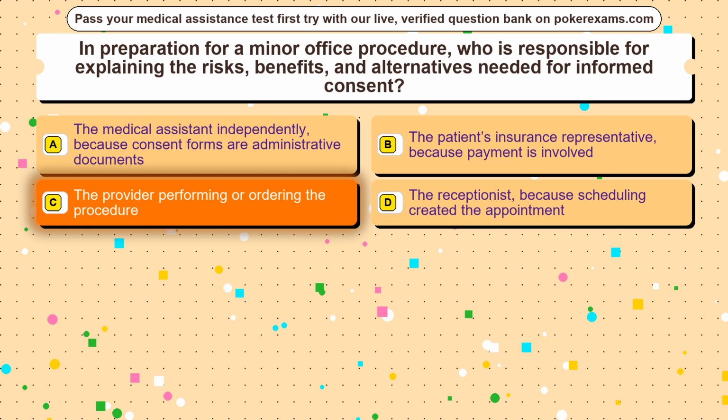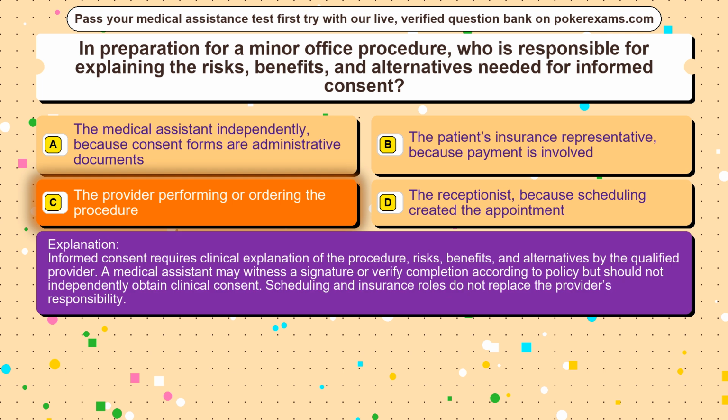The provider performing or ordering the procedure. Informed consent requires clinical explanation of the procedure, risks, benefits, and alternatives by the qualified provider.